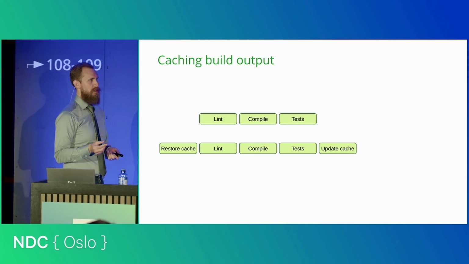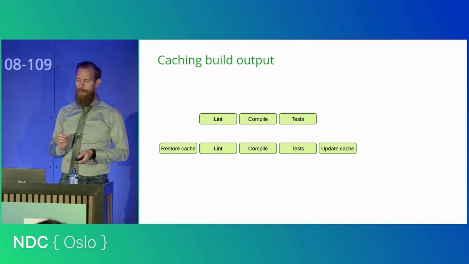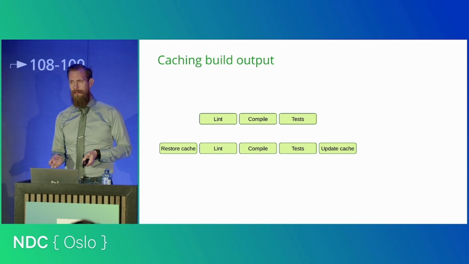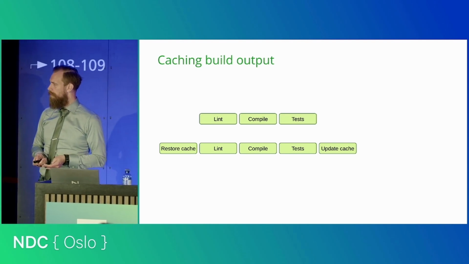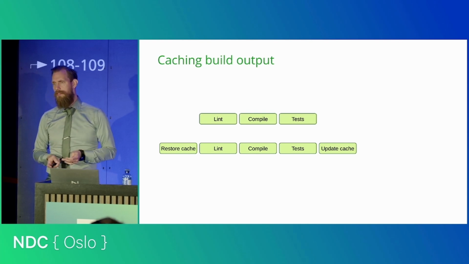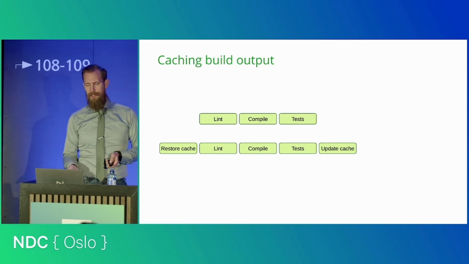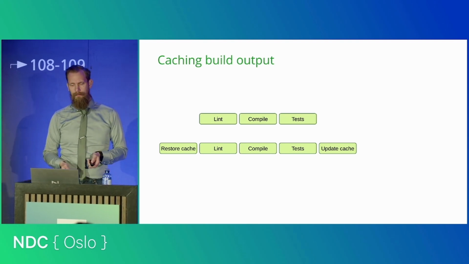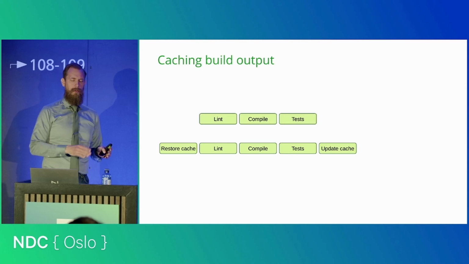So what we are caching here is the build output. In Rust, this is the target directory. In .NET, this is the object and bin directories of all your projects. In Java, it depends on your builder, but it's typically the target or bin directories. If you're using TypeScript with incremental compilation, it's the TS build info files. It depends on the language, but we cache those, we restore them, and then we compile again.